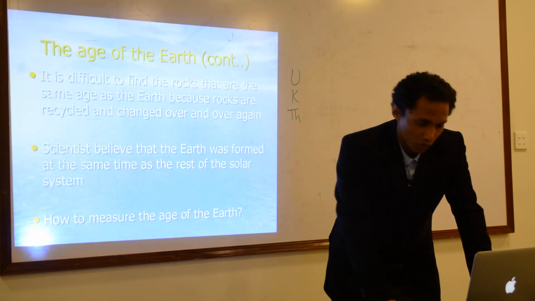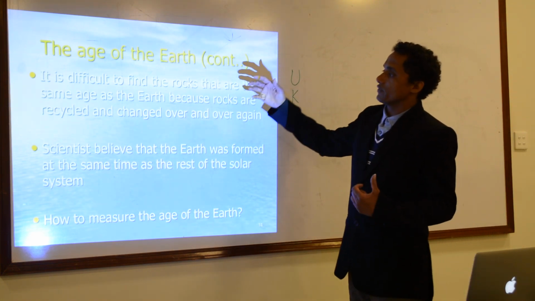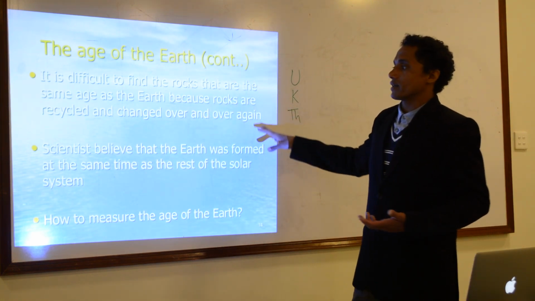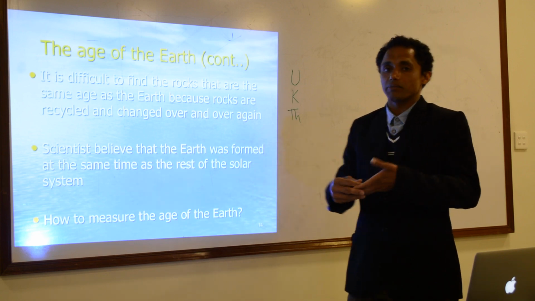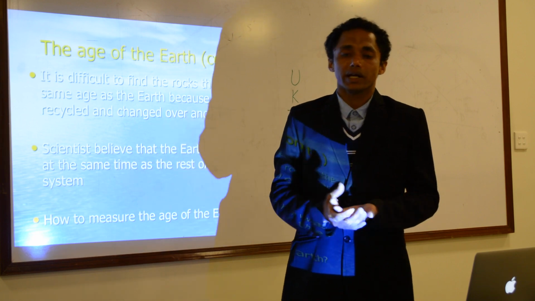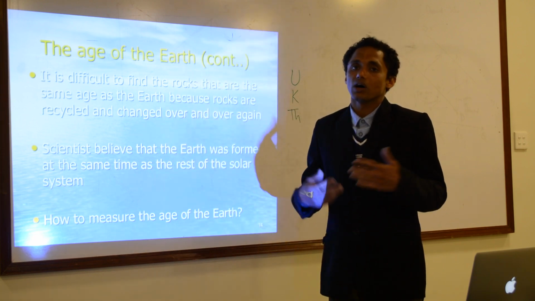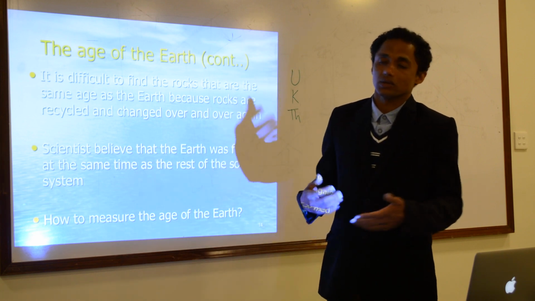Just understand a few more points. The age of the earth: it is difficult to find rocks that are the same age as the earth, because the rocks are continuously decaying, right? They are decaying with respect to time, so they are changing due to the half-life, right? So they are decaying continuously.